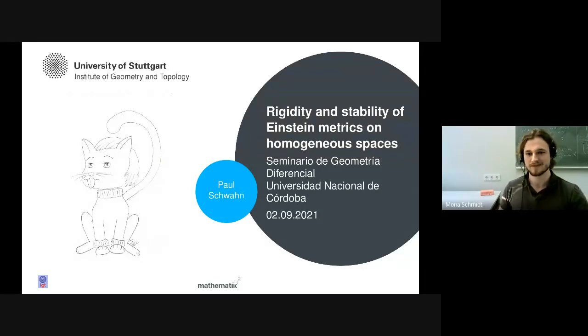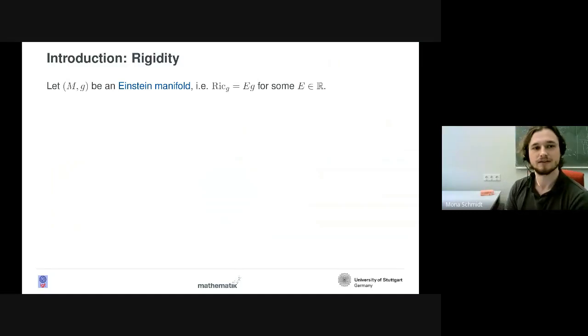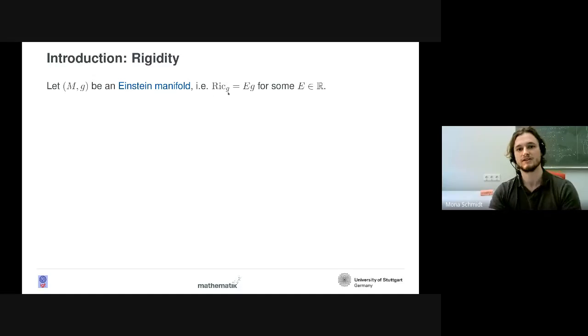So yeah, welcome everyone. My topic was just announced. First I'll explain a bit what I mean when I speak about rigidity and stability of Einstein metrics. We start with some Riemannian manifold that has an Einstein metric. This means the Riemannian metric satisfies this equation: the Ricci curvature tensor is equal to some real constant times the metric. This means that g is an Einstein metric.